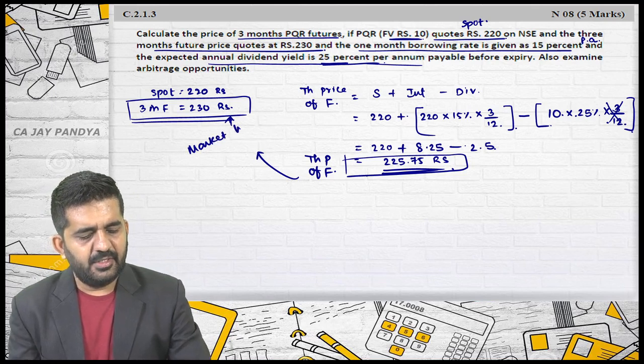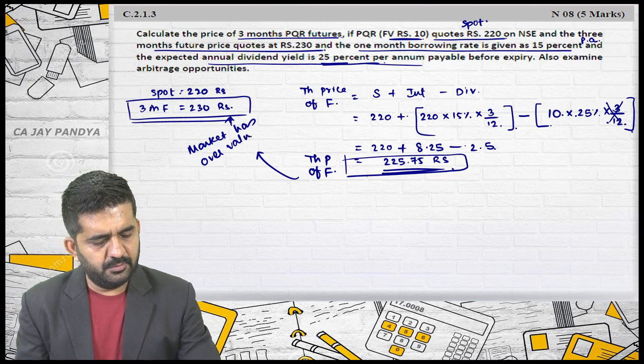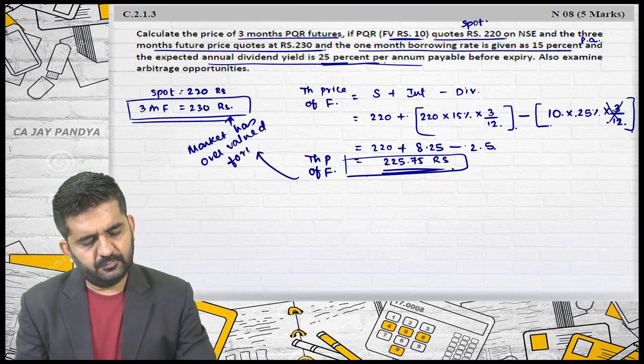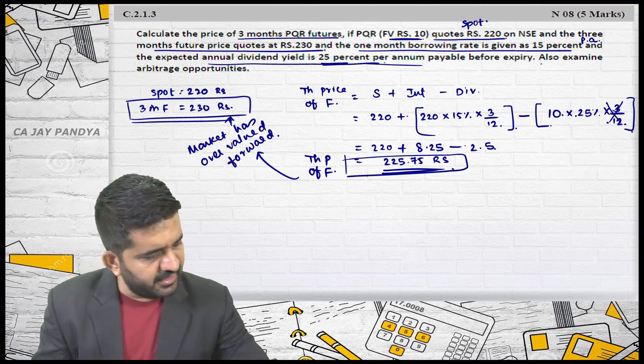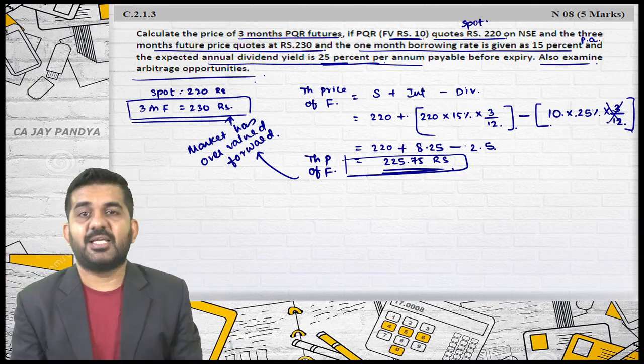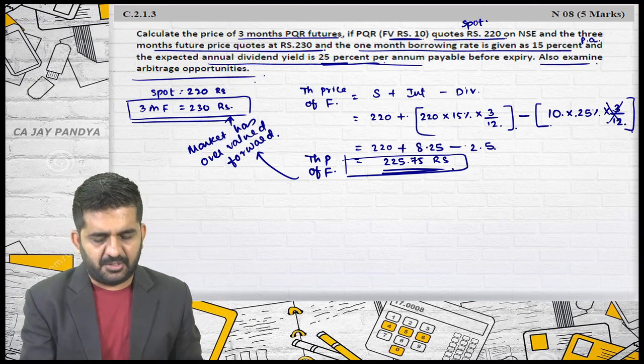Market has overvalued the forward. Is it correct? They are asking us about the arbitrage opportunity. Yes, I will be repeating the same sum again.